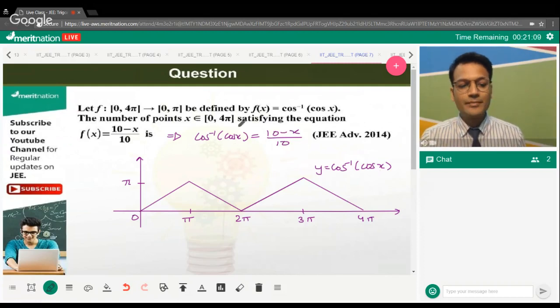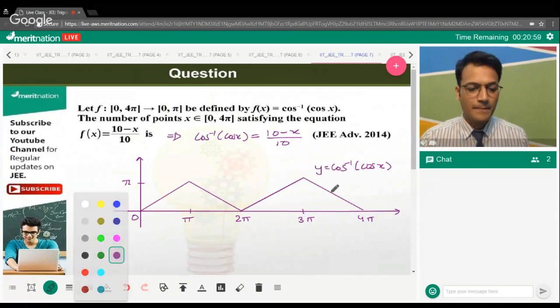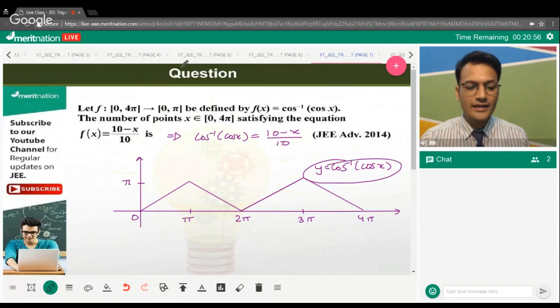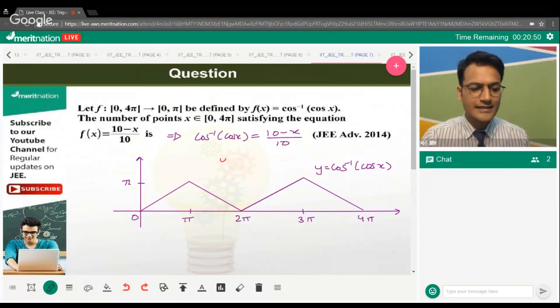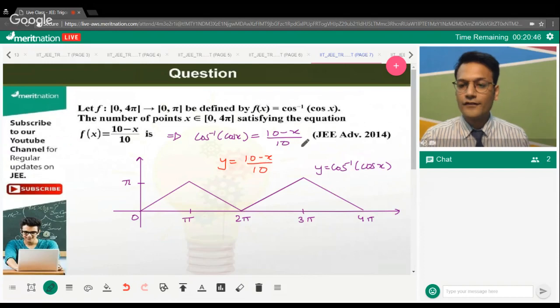So these two will be equal when the graphs of these two intersect each other. What do I mean by that? If I'm assuming this to be y1 maybe, right? And let's draw the graph properly. And the second is y is equal to (10 minus x) upon 10. So both of them will satisfy.